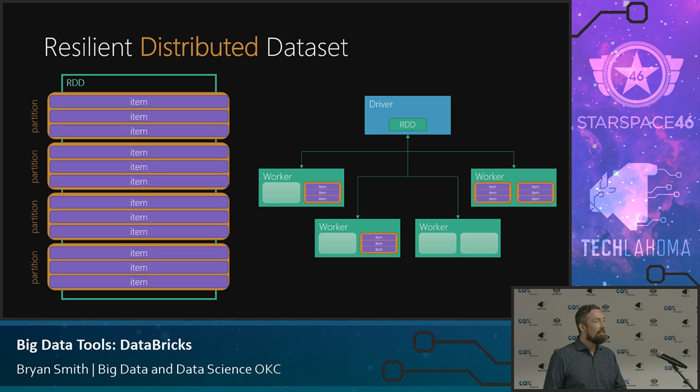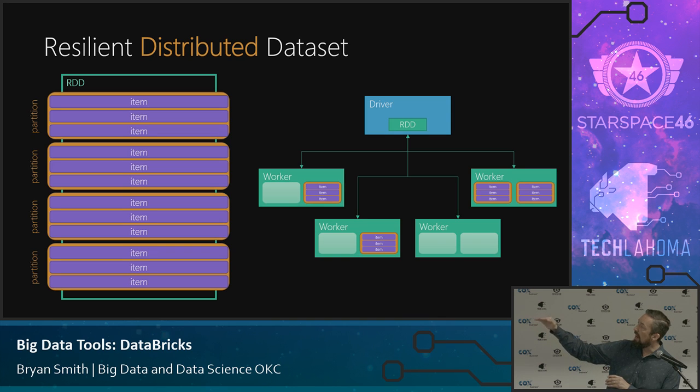RDD stands for Resilient Distributed Data Set. And the distributed part is the part that tends to trip people up. When you're bringing in items from, let's say, a text file, each line in that text file will form an item inside the RDD. But those items are organized into partitions. The partitions are the subsets of data that get distributed to the different workers in the cluster.